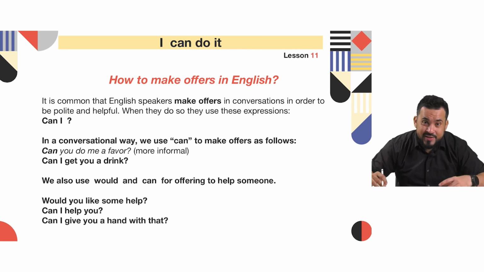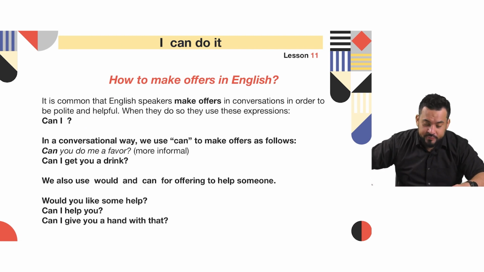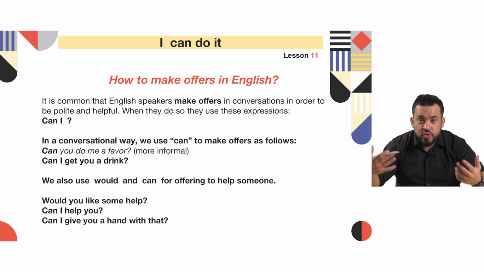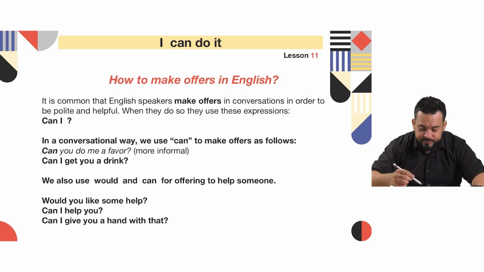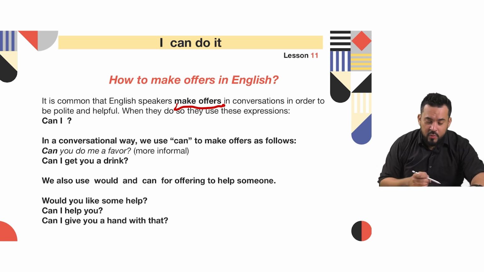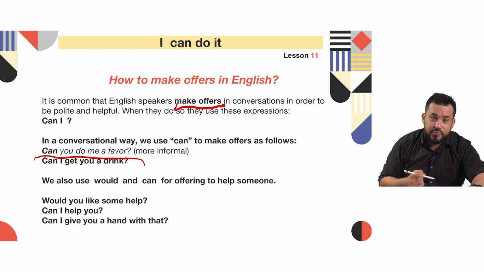Making offers in English using can. We use can to make offers in a polite way. We use it to sound more polite. For example, we can say, can you do me a favor? That means I need your help in something. Can you do me a favor? Okay, this is not an offer. This is a request.